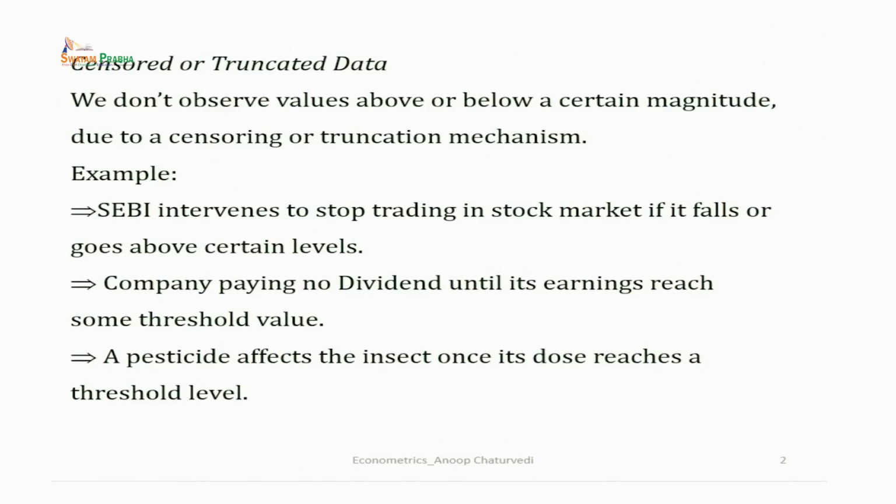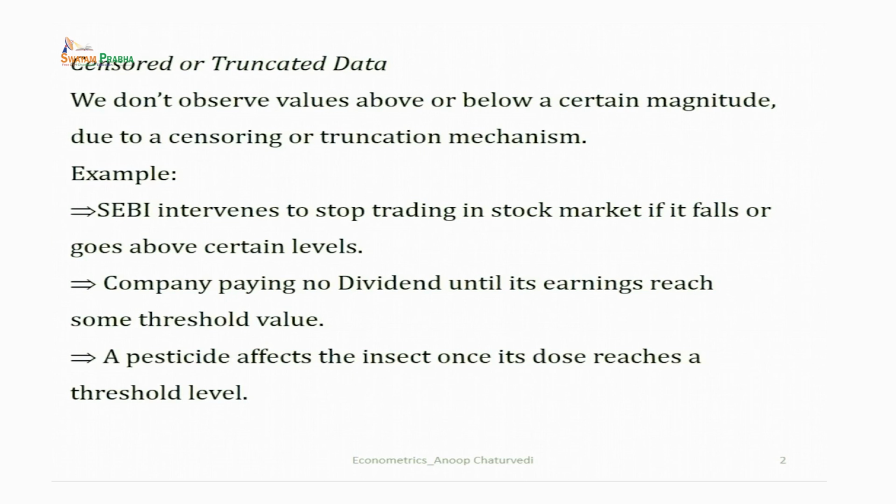So, first we consider the Tobit model. Censored or truncated data. In censored or truncated data, we do not observe the values above or below a certain magnitude due to a censoring or truncation mechanism. Say, for example, SEBI intervenes to stop trading in the stock market if it falls or goes above certain levels. So, it is a usual phenomenon. If the stock market falls below a certain level or if it goes above a certain level, then SEBI intervenes and often it stops trading. So, you get some kind of censoring.